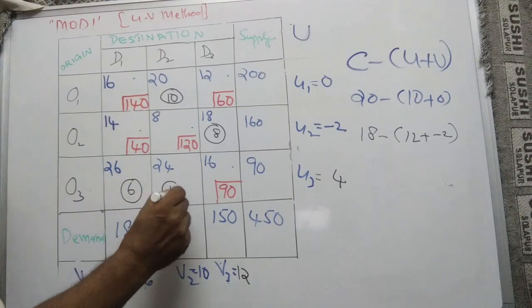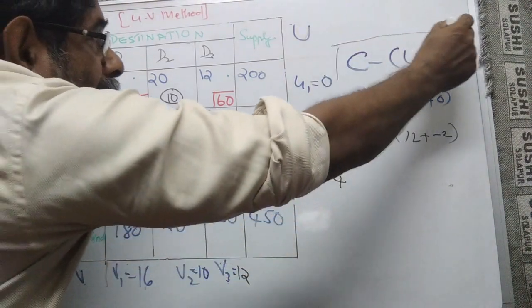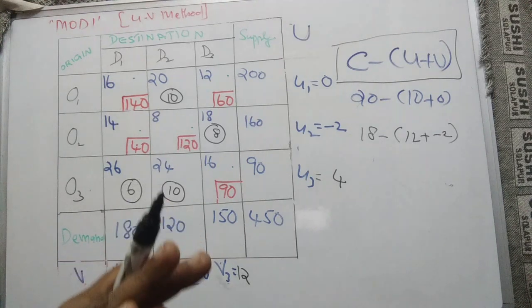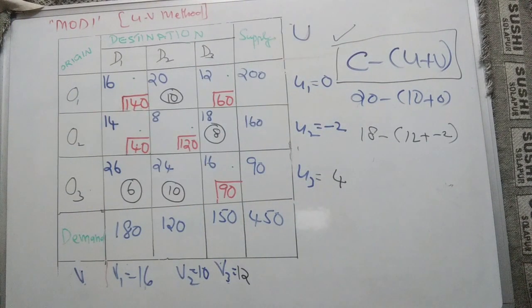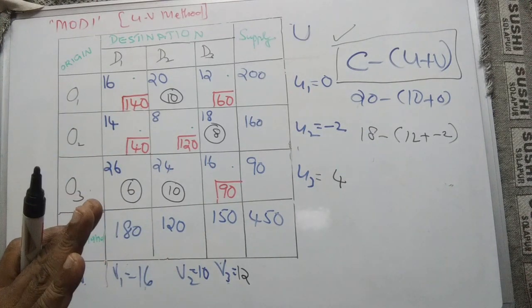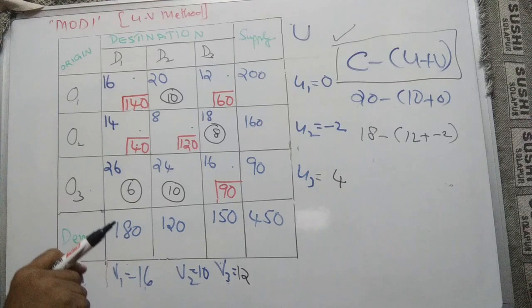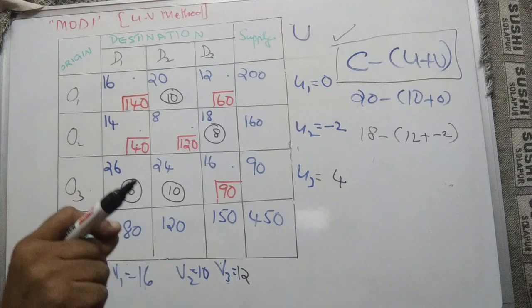For all non-allocated cells, the test coefficients are positive. That is the test for MODI. If in the non-allocated cells the test coefficients are positive, the solution is optimum. Therefore, by the MODI method, this solution is optimum. No modified distribution is required. The allocation obtained by VAM is optimum. MODI is only a check, nothing to modify in this problem.